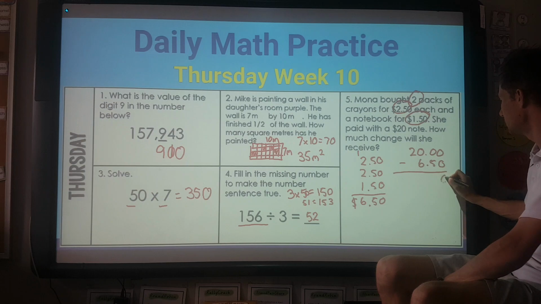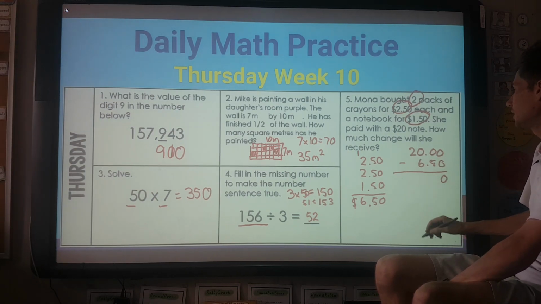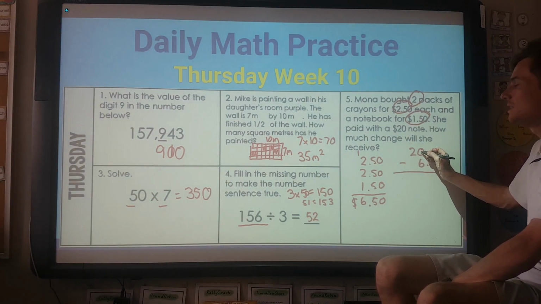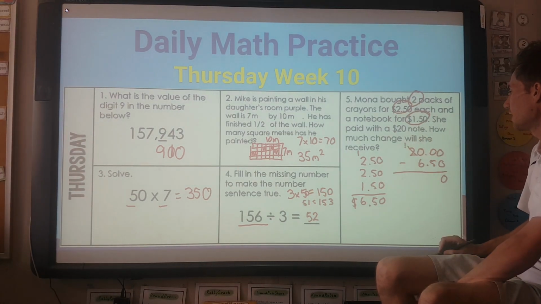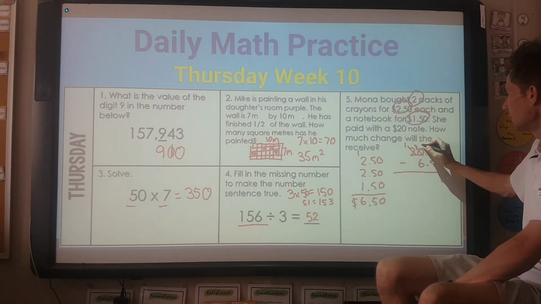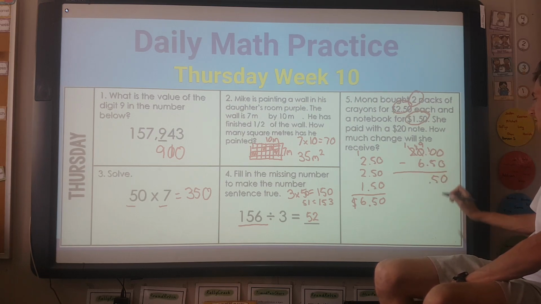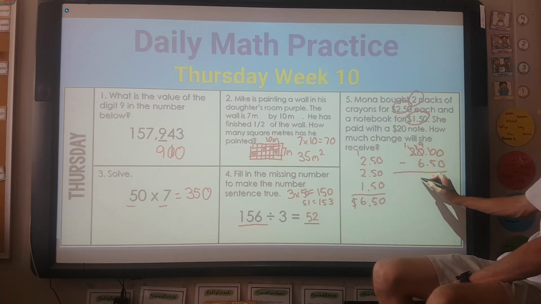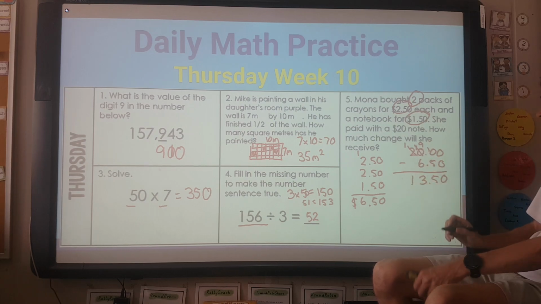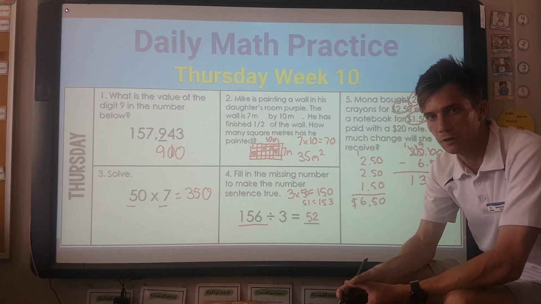So 0 take 0 is 0. 0 take away 5, I definitely can't do that. Okay, I cannot borrow from a 0 either. So I'm going to trade one of my 10s for 10 ones. I'm going to trade one of my 1s for 10 tenths. 10 take 5 is 5. Put your decimal point in so they're lined up. 9 take 6 is 3. 1 take nothing is 1. And that is not your final answer.